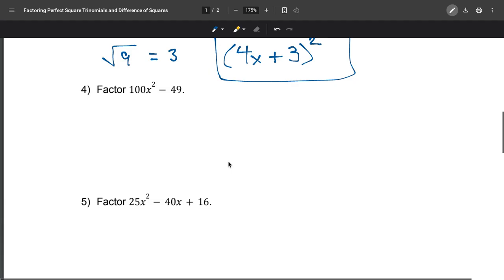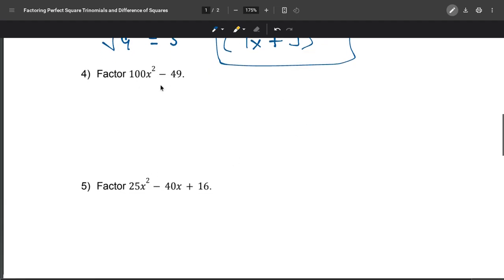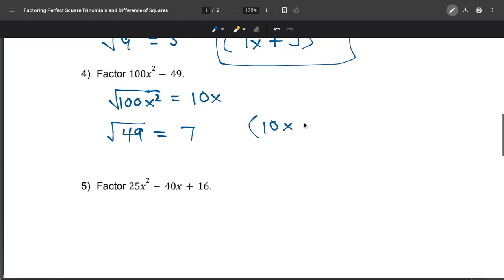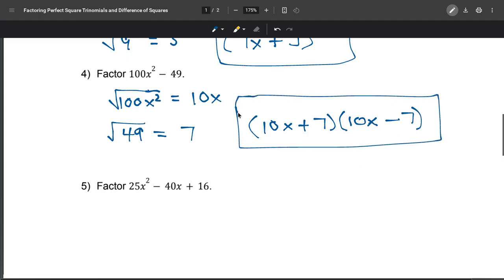We're going to factor 100x squared minus 49. So this looks like a difference of squares. If I take the square root of 100x squared, that's going to equal 10x. And if I take the square root of 49, that's going to equal 7. So this is going to factor to 10x plus 7 times 10x minus 7. So there you go. That's the factored form.